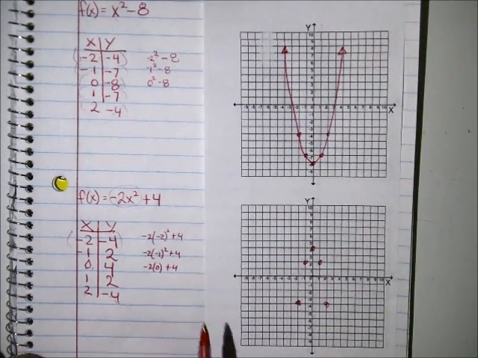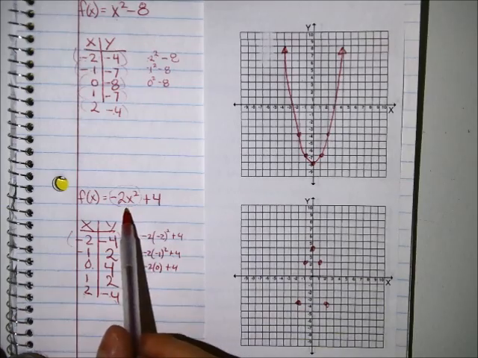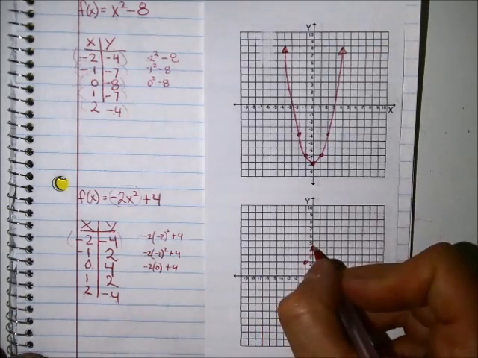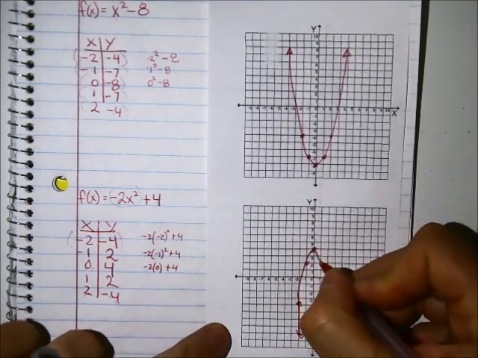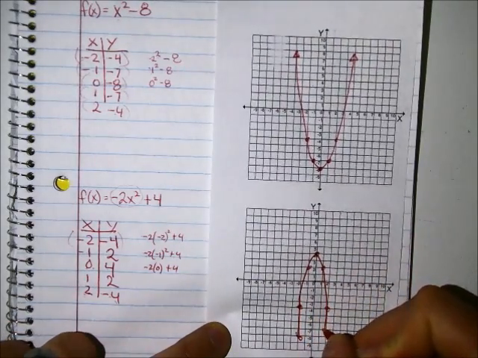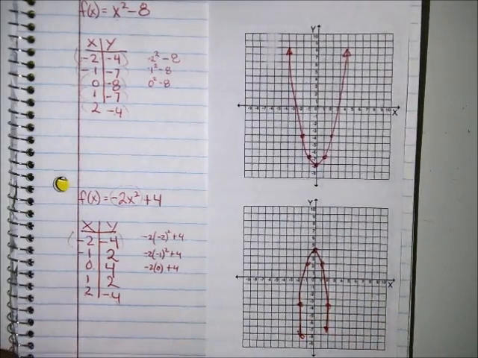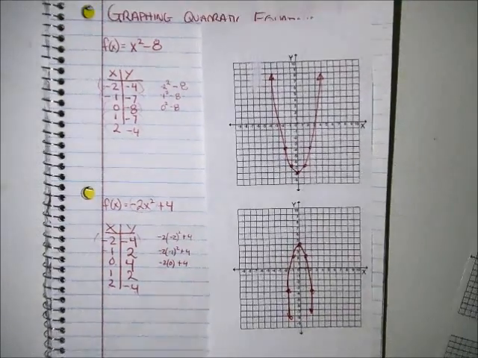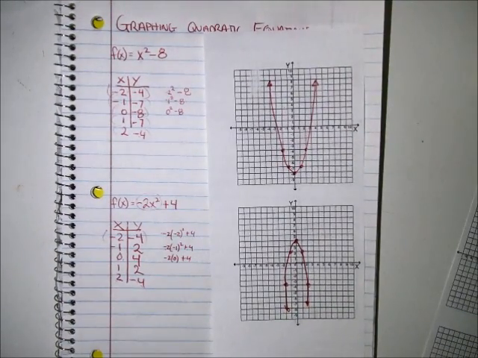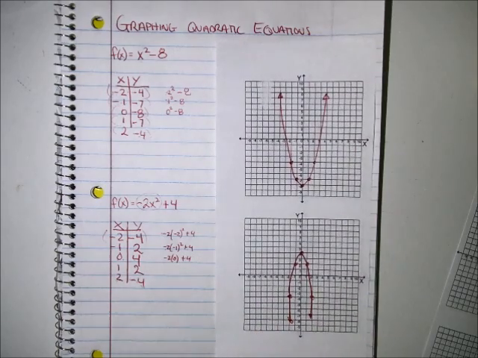So it's the same thing, it's upside down. Remember, when there's a negative in front of the x squared term, it makes it an upside down U. Do your best, draw some lines through it, add some curve. And you just graph the two equations. f of x equals x squared minus 8, and f of x equals -2x squared plus 4. And that's graphing quadratic equations.